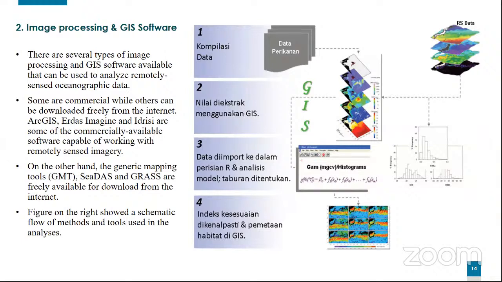Jadi first kali kita perlu ada data perikanan. Contoh data perikanan mackerel pada tahun 2008 hingga 2010. Dan kita ada data remote sensing. Okay, kita download dan kita extract nilai dia menggunakan GIS. Kita letak dalam GIS, kita overlay, and then that data we import into contohnya R software, and we do the modeling analysis. So we got the distribution map. Okay, kita dapat taburan ditentukan. Jadi daripada situ kita akan keluarkan satu map which indeks kesesuaian dikenal pasti dan pemetaan habitat di GIS.